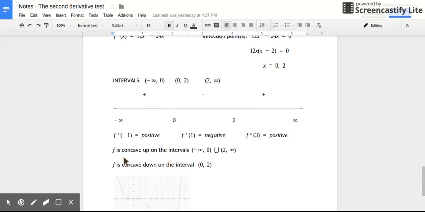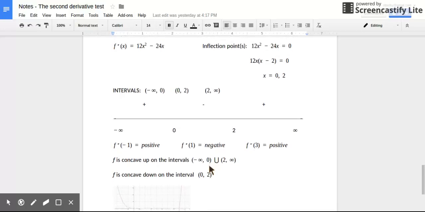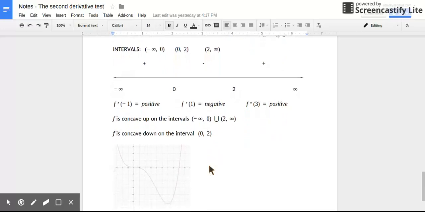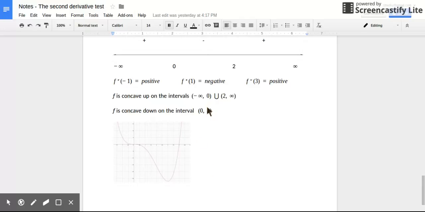So we can draw conclusions based on this information. I know that my original function was concave up on the intervals from negative infinity to 0 and from 2 to infinity. And my graph was concave down on the interval from 0 to 2. And then we can verify our results by graphing the original function and comparing it here.